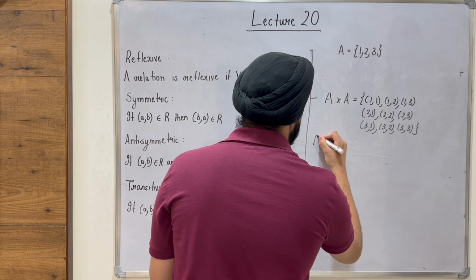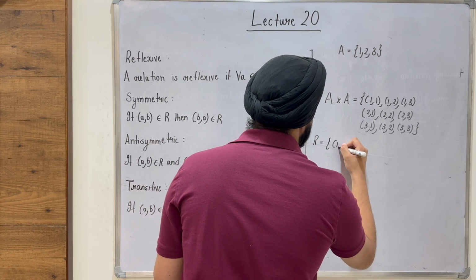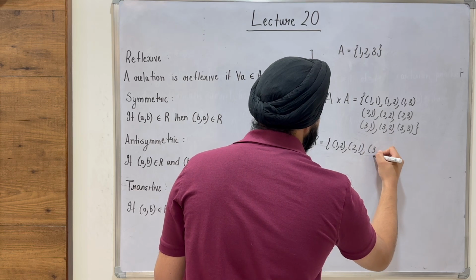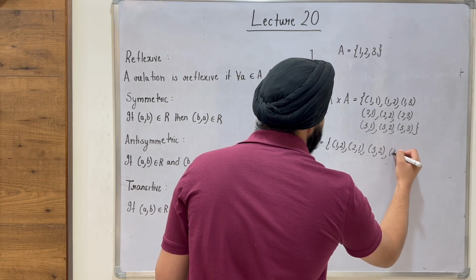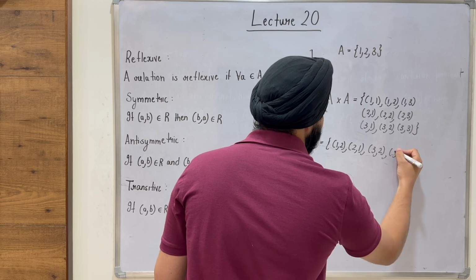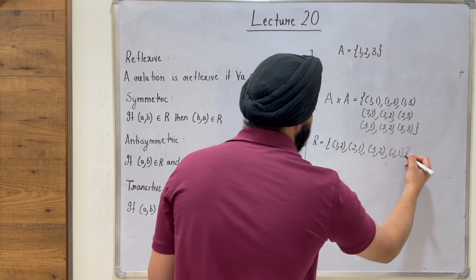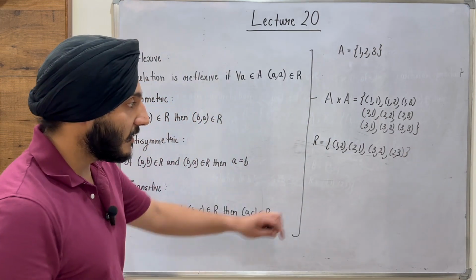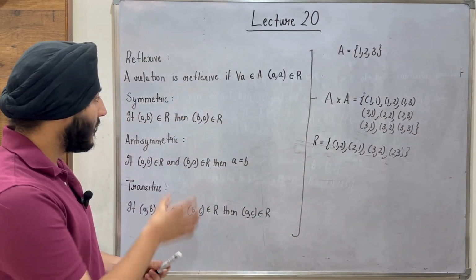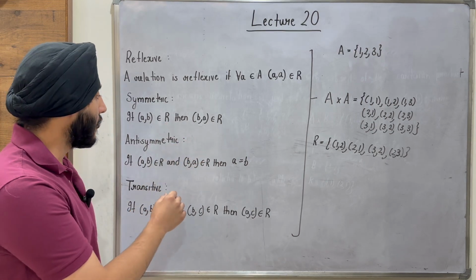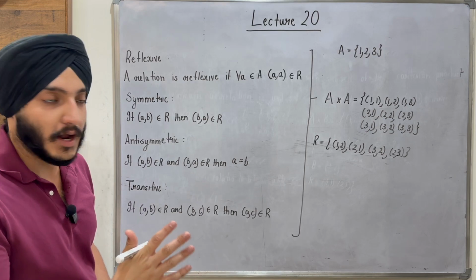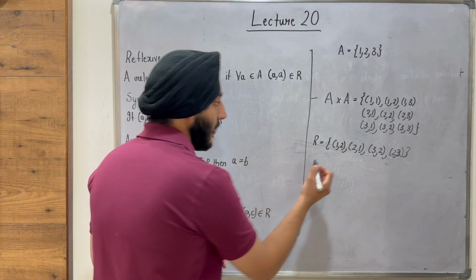Let's say my relation was (1, 2), (2, 1), (3, 2), (2, 3). If you look at this relation, according to the definition of whether a relation is symmetric or not, if the tuple (a, b) is an element of R, let's take a look at all the tuples that we have.